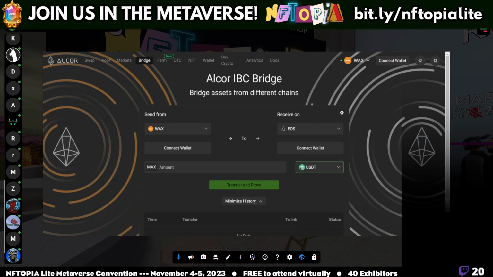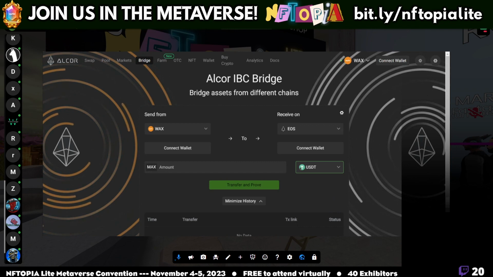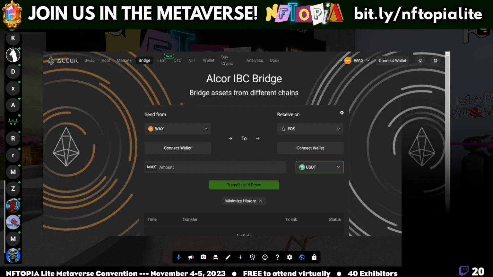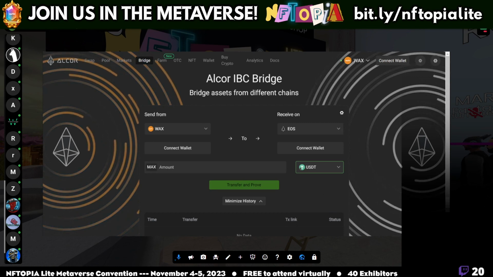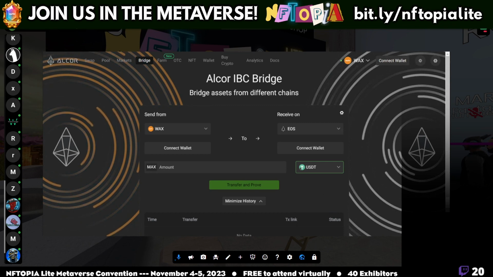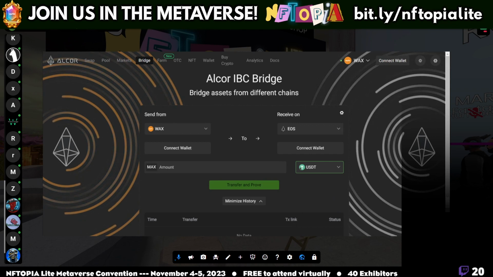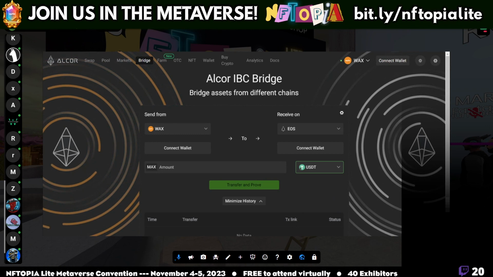This is an alternative because users are also able to send from WAX to EOS and also get from EOS to WAX, because it is also difficult now to buy WAX. I don't know if you have tried to buy WAX recently. In some countries, it is almost impossible. But an alternative is to buy EOS, use the IBC bridge to send it to WAX, and then buy with the USDT on WAX.